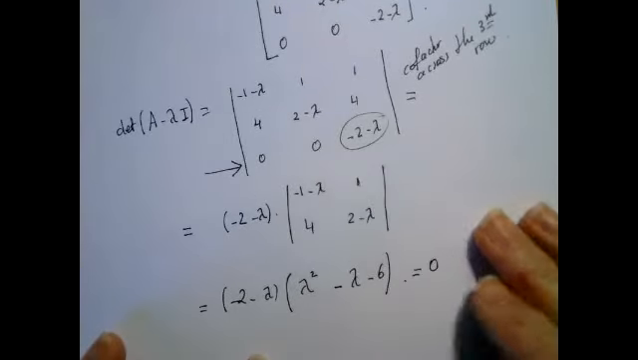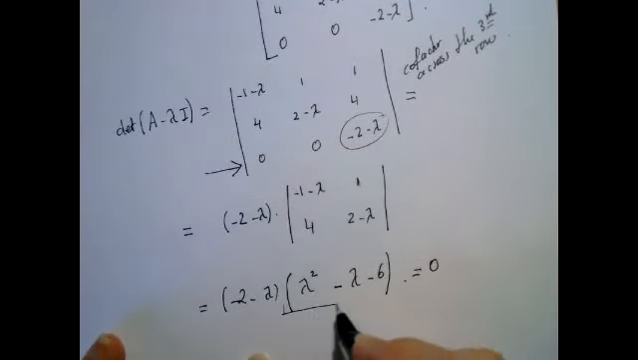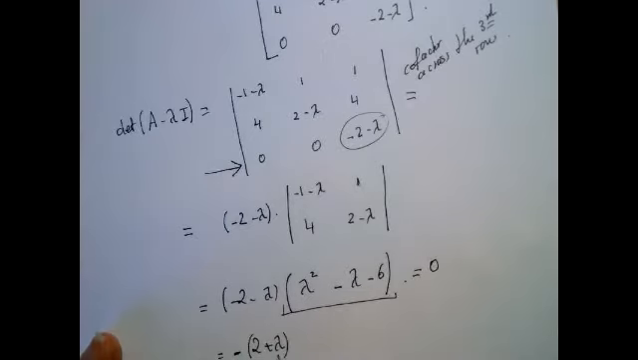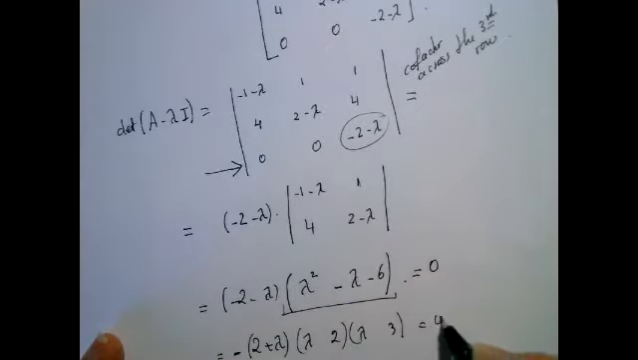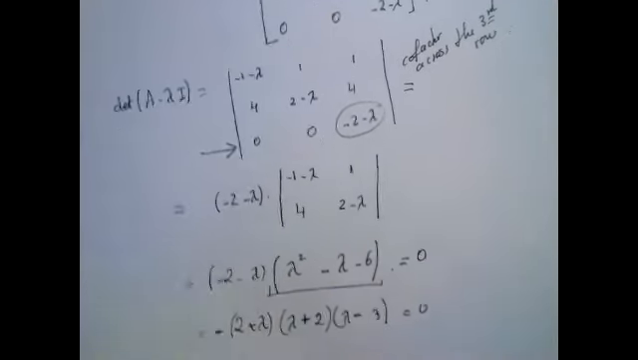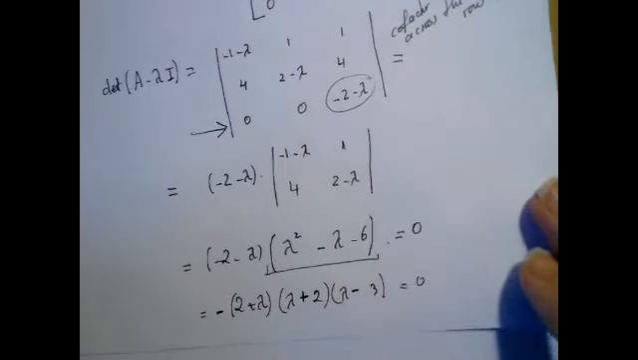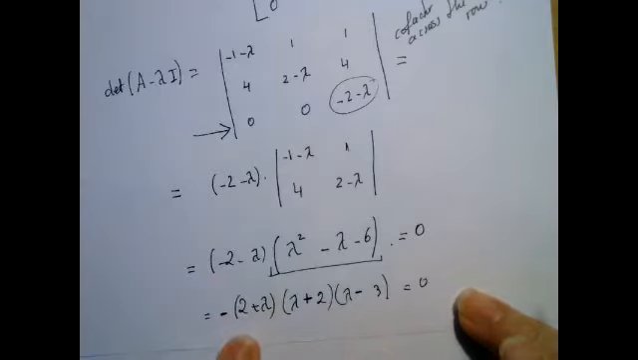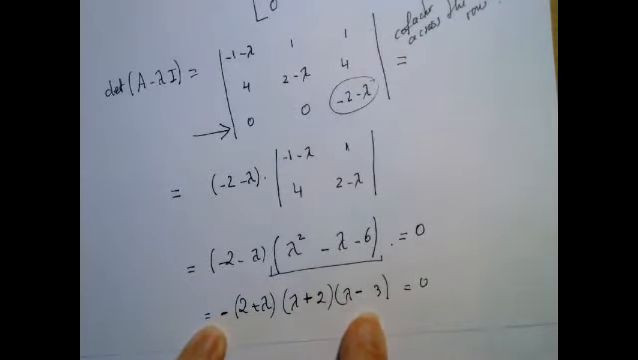To set it equal to 0, this could be factored. Actually, I can take the minus out here. I will have 2 plus lambda. And this one will give me lambda 2 and lambda 3. And that should be a minus, and that should be a plus. So remember, you have to solve the determinant equal to 0. So factoring is the best way to do it. Try to factor because that's easy.